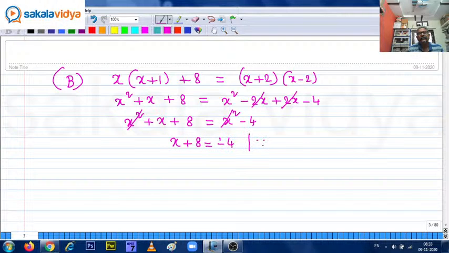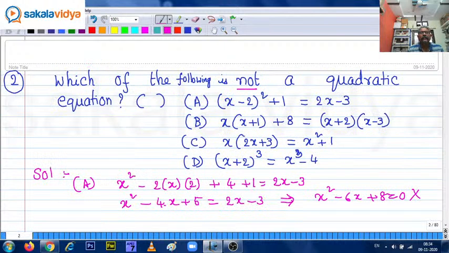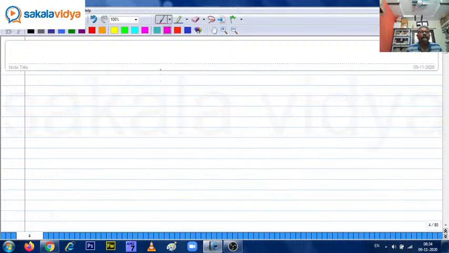So it is not quadratic. It is a linear equation. It is not quadratic because its degree is 1. So this is the right option, option B. Obviously C and D are quadratic equations, you need not check. So third.